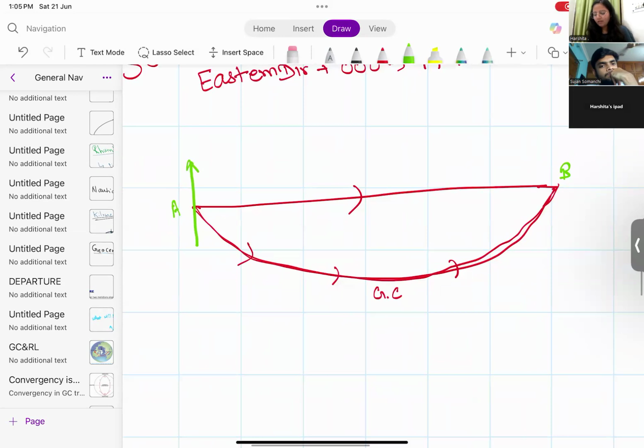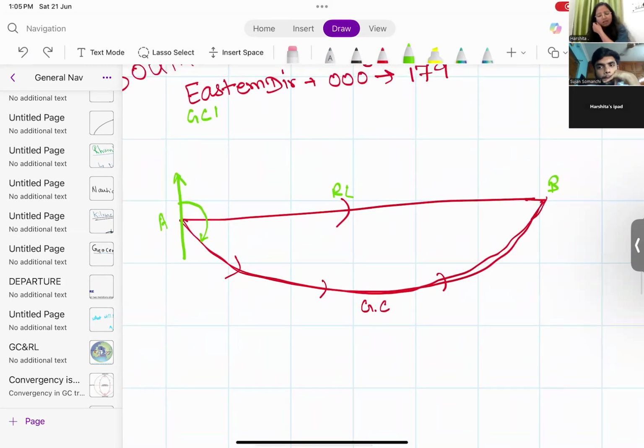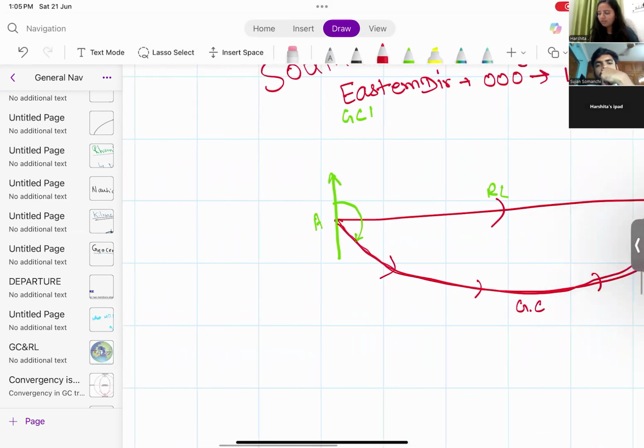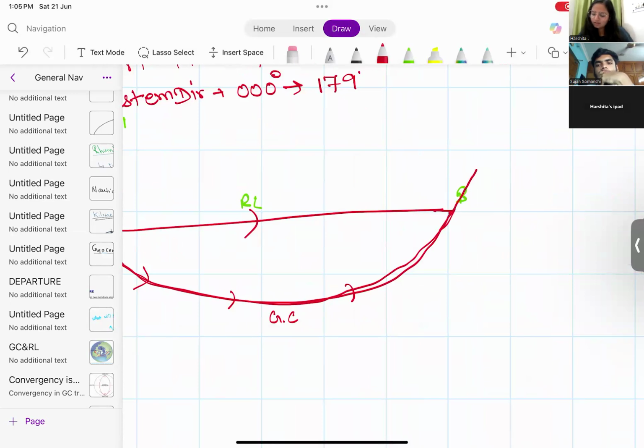From point A, if I measure the initial track, it will be this one, because I'm talking about the great circle tracks and not the rhumb line. That's why we are not just stopping our angle here. So this is my initial track. I started from here and went straight to point B like this.